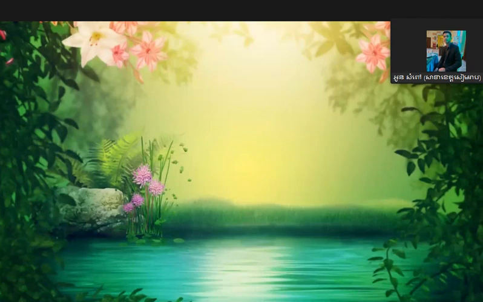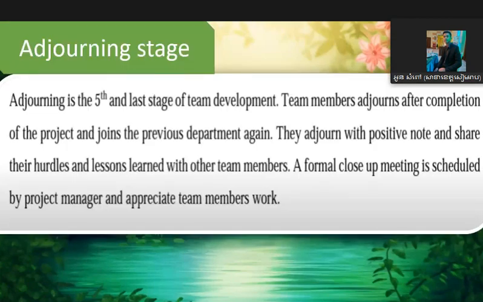Yes, this one is about the adjourning stage. The adjourning stage is the fifth and last stage of team development. Team members adjourn after completion of the project and join their previous departments again. They adjourn on a positive note and share their difficulties and lessons learned with other team members. A formal close-up meeting is scheduled by the project manager, who appreciates the team members' work.